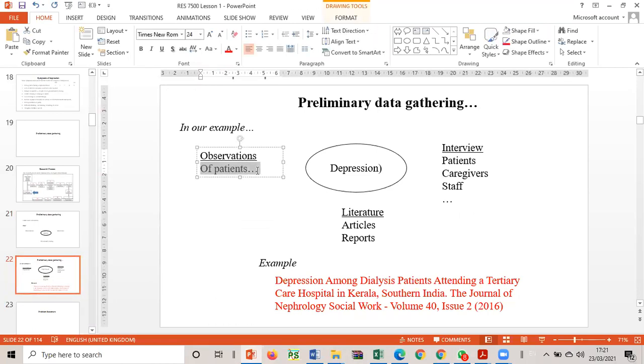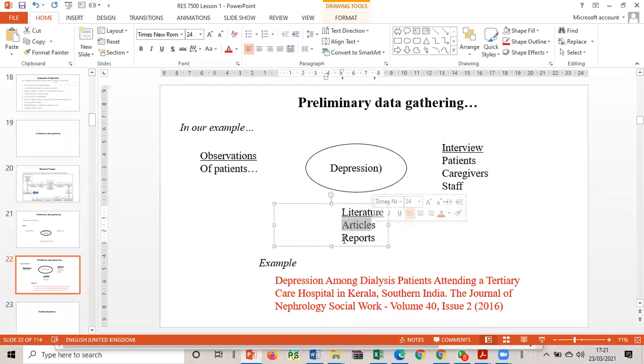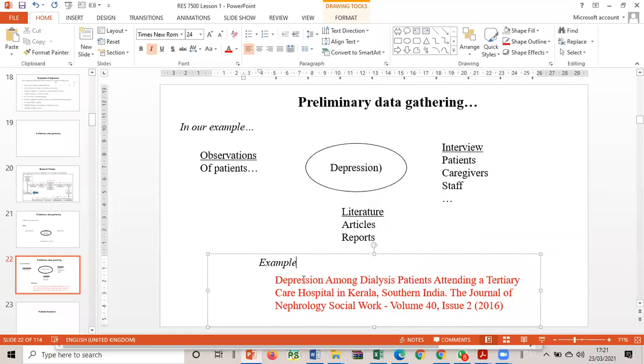In my example, observe whom? Observe the patients, right? Interview the caregivers, staff, patients, everybody. Literature: read articles or reports. So I give you one example here. It was done in 2000 and published in 2016: Depression among dialysis patients attending tertiary hospitals in Kerala. It's published in the Journal of Nephrology and Social Work. This is quite recent, about 4 years. It's not outdated.